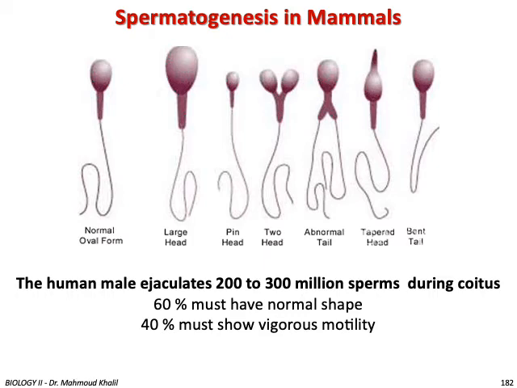So the human male ejaculates around 200 to 300 million sperm during coitus. 60% must have a normal shape. 40% must show vigorous motility. And this is the minimum requirement for the total sperm to be able to fertilize.